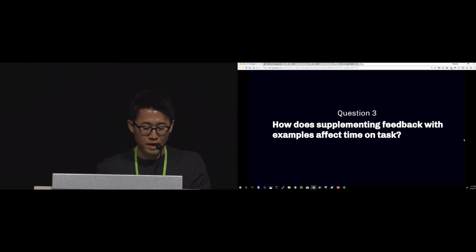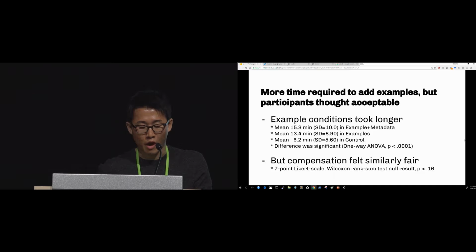So how did supplementing feedback with examples affect time on task? More time was required when people supplemented feedback with examples, but they perceived the amount of compensation as similarly fair between the different conditions.